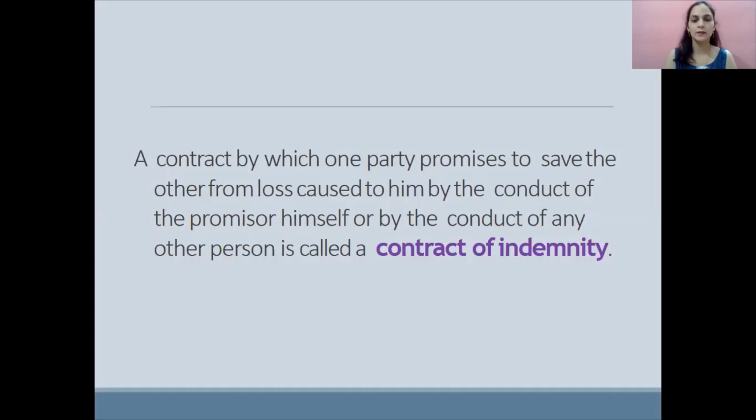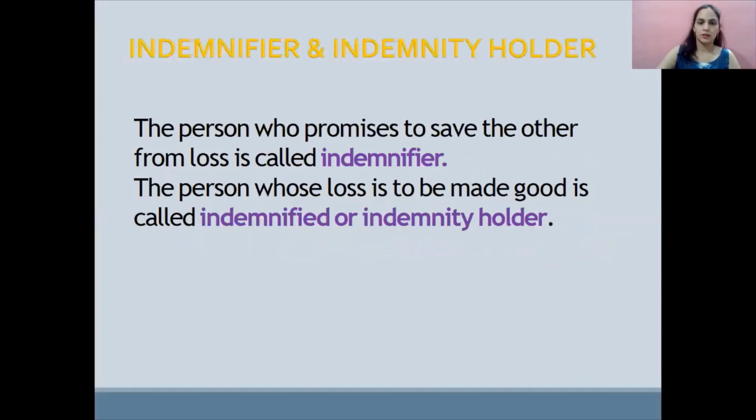So, the promiser, that is the party who is making good the loss, will make good the loss arising out of the conduct of the promiser himself, or by the conduct of any other person, or by any natural calamities. So that is termed as what? Contract of indemnity. Now let's understand how many parties there are.